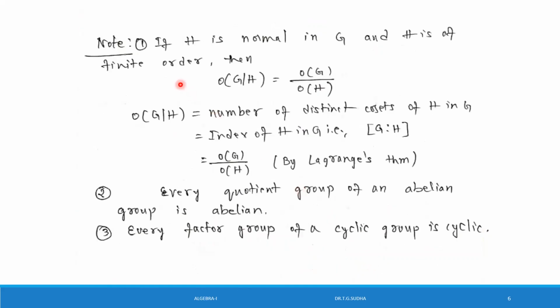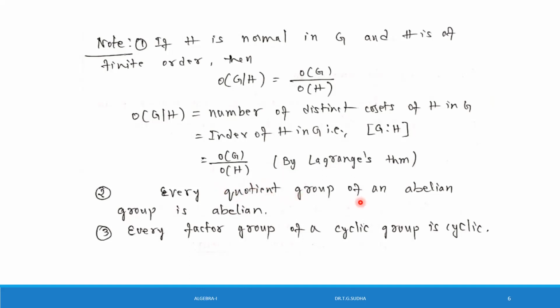Let us note down these points here. If H is normal in G and H is of finite order, then the order of G/H will be equal to the order of G divided by the order of H. But in Lagrange's theorem, we had seen that the order of G divided by the order of H is nothing but the index of H in G. So therefore, the order of G/H will give us the number of distinct cosets of H in G, or rather it is also known as the index of H in G, and that is equal to the order of G divided by the order of H, and that is the result of Lagrange's theorem for finite groups.